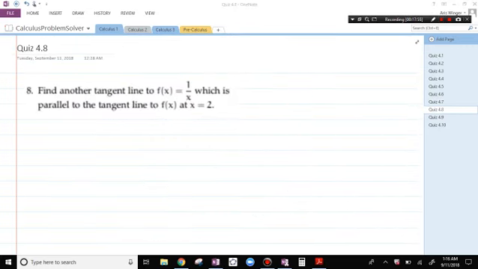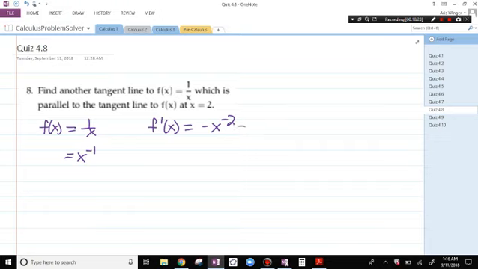Find another tangent line to f of x equals 1 over x, which is parallel to the tangent line to f of x at x equals 2. So the function is f of x equals 1 over x, and I'm looking for another place where another tangent line is parallel to here. Well, let's find the tangent line, at least the slope, at 2. We need the derivative, f prime of x. So remember that this is x to the minus 1. So f prime of x is minus x to the minus 2, which is negative 1 over x squared.